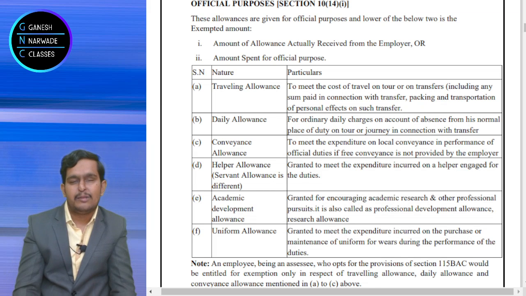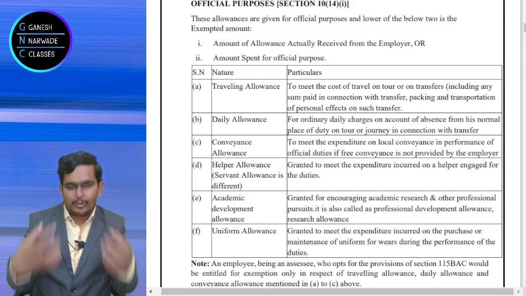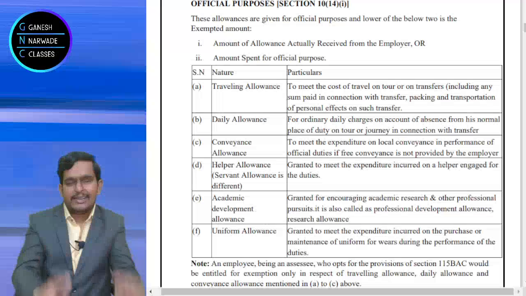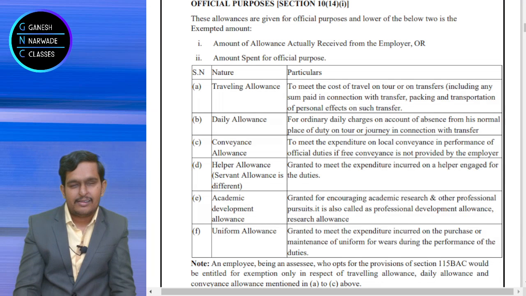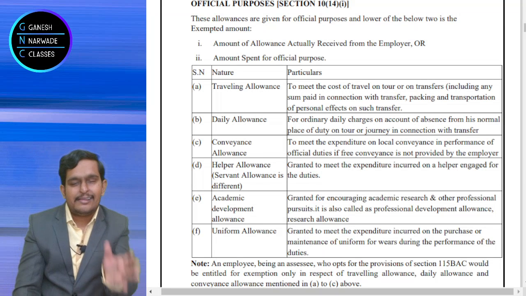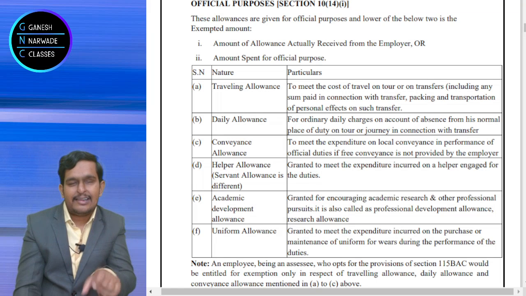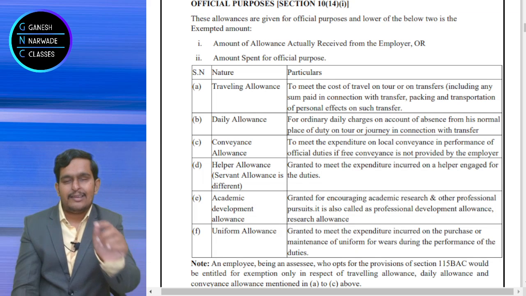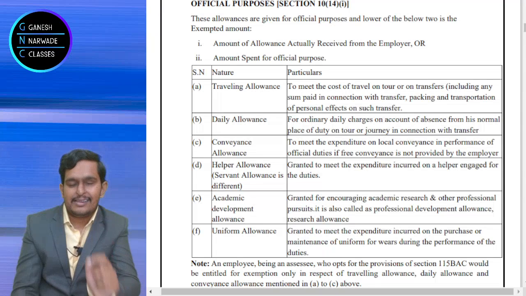Now I am going to talk about helper allowance. Suppose I have to do a lot of shootings and a lot of work is there, so the employer gave me a helper. So he gave helper allowance. Whatever unspent amount is, that is taxable. Now helper is different and servant is different. Suppose I have to do this recording shooting, Divya is working with me, Teja is working with me, they are called helpers. In the morning, a woman comes to clean all the utensils and wash clothes, she is a servant. So servant is for household and helper is for professional work. This is the difference. So helper allowance received minus actual amount spent, balance is taxable.